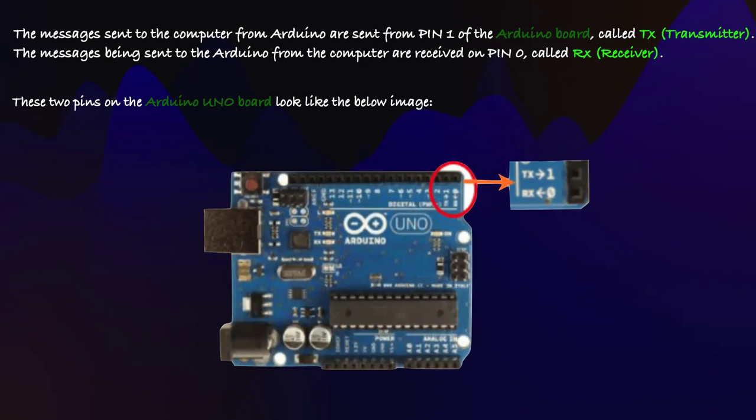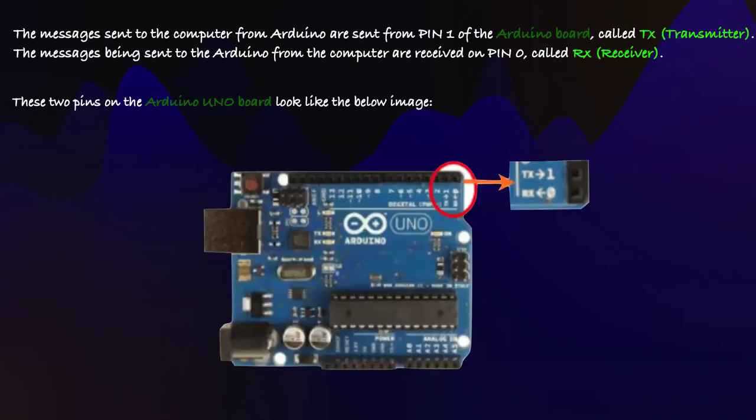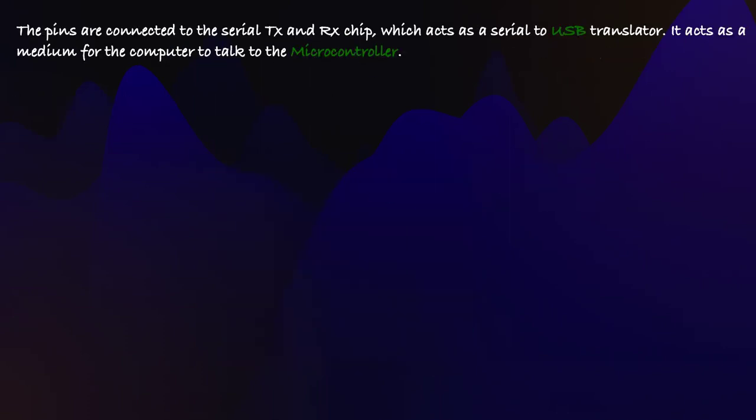Okay. If you have the Arduino with you, you can see. So the pins are connected to the serial TX and RX chips, which act as a serial to USB translator. It will act as a medium for the computer to talk to the microcontroller. Okay, that is why these TX RX pins are very important.